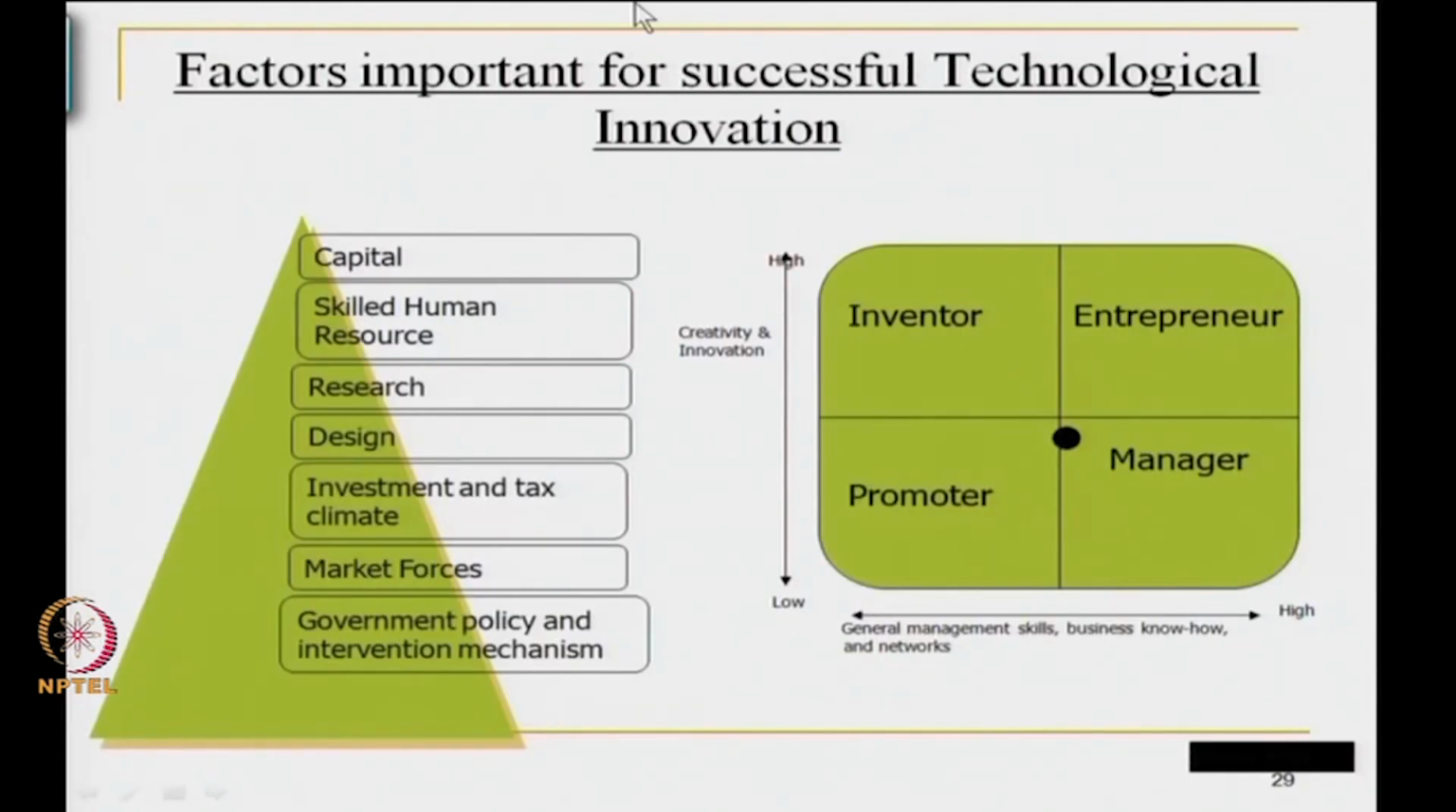There is another schematic diagram which I would like to share with you. It is what it reads: factors important for successful technological innovation. There is the government policy and intervention mechanism, there are the market forces, there is the investment and tax climate, there are the design issues, there are the research issues, there are the skilled resource issues, there are the capital issues.